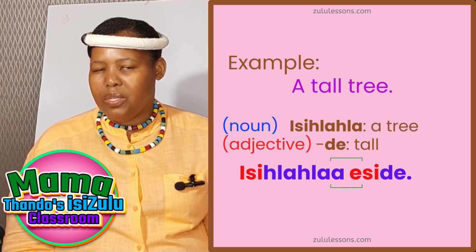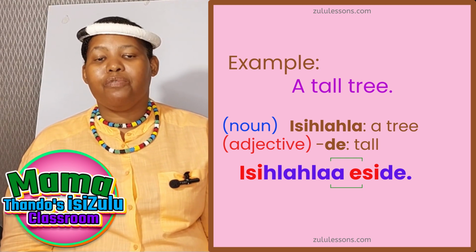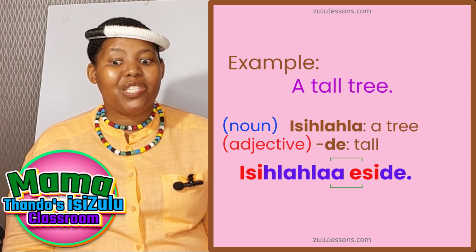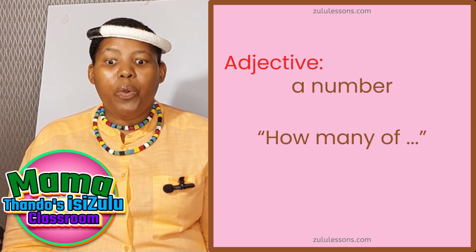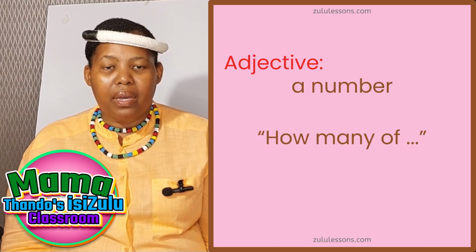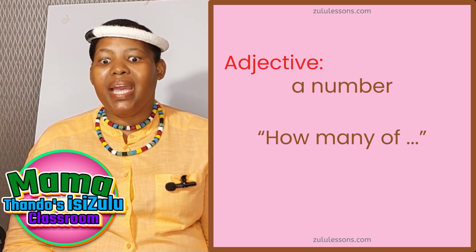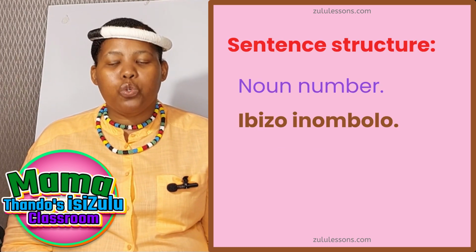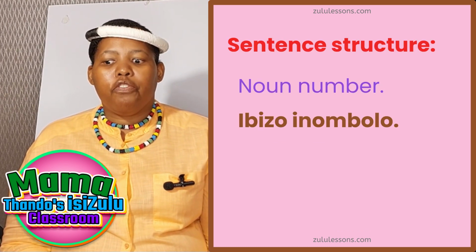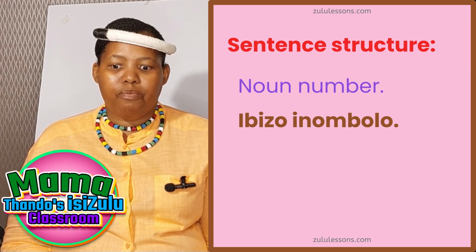Are you asking yourself what is esi then? Well, that's the prefix for the adjective. We'll get to it soon. In this particular case, though, we will be using a number to describe the noun, and so our adjective will be a number. You will see two words. The first word will be the noun itself, followed by the number.